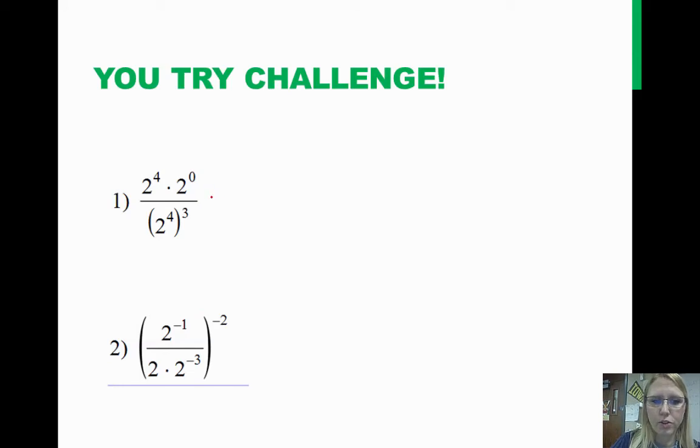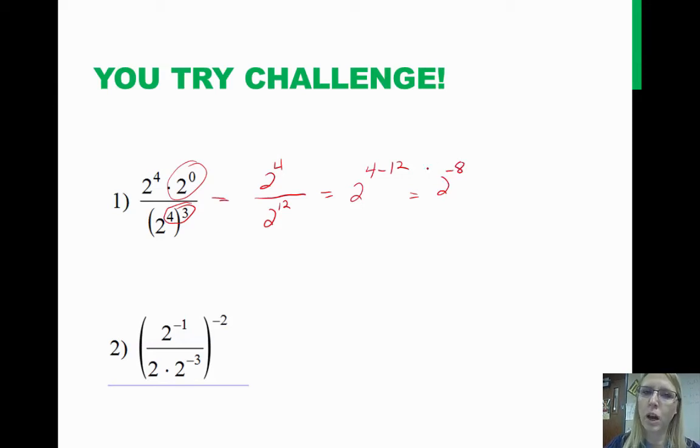Okay, so first of all, this is the power rule. So I can multiply those two together. So it's 2 to the 12th. Okay, and this one, the 0 power, is a 1, so I can drop that. So I have 2 to the 4th on top, 2 to the 12th on the bottom. So now this is the same as saying 2 to the 4 minus 12. That's the quotient rule. So it'll be 2 to the negative 8. Now remember, we do not want to leave anything in its negative power. So this will be 1 over 2 to the 8th as a final answer.